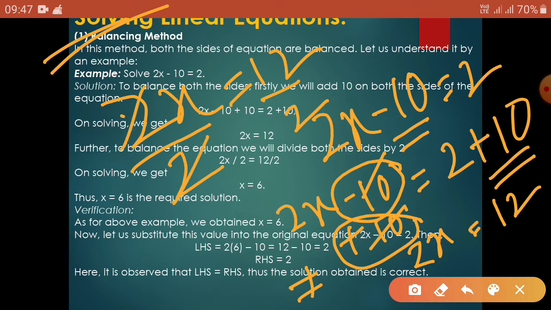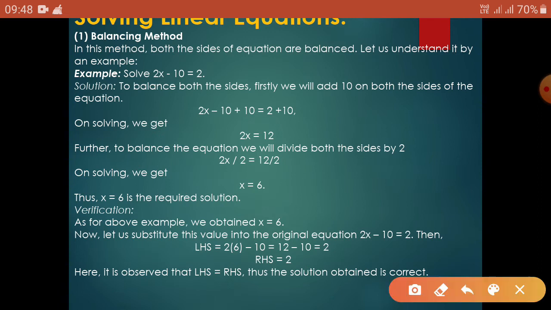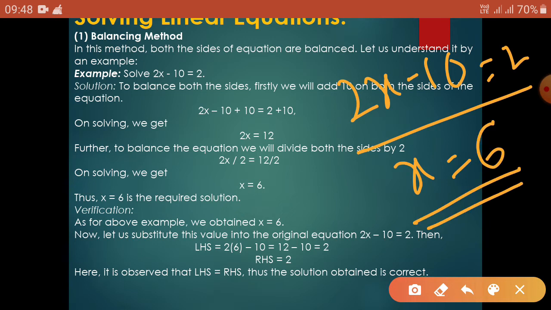If we are dividing by 2 on the left side, we also have to do the same on the right side, so it gives us x is equal to 6. So x is equal to 6 is a solution of this equation 2x minus 10 equal to 2. Okay, so the equation was 2x minus 10 equal to 2, and the value we are getting for x is 6. So if the question is to check the equation, how do we check it?